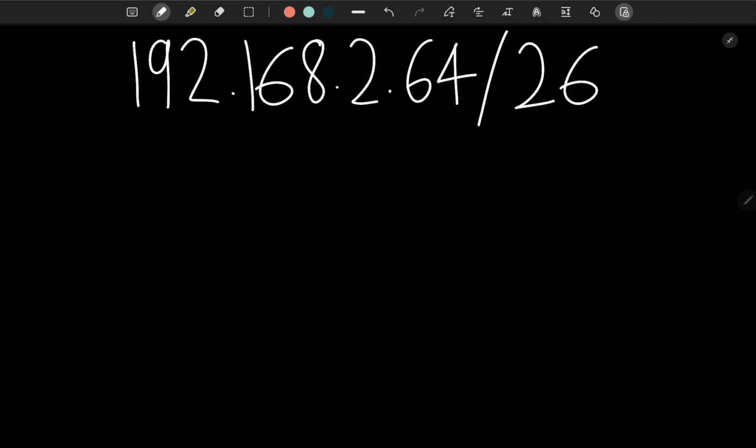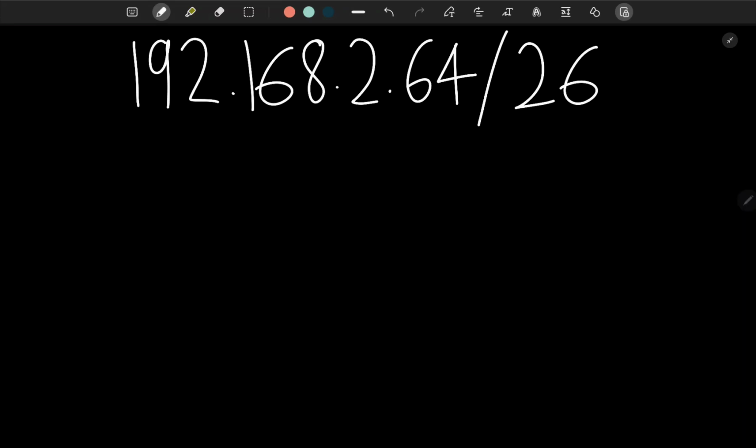Now the next thing that we need to understand is the IP address, which is these four numbers divided by the four dots. The IP address is divided in two parts, the network part and the host part. The network part identifies the specific network, while the host part identifies the device within that network, and this will be more clear when we actually perform the subnetting. And the subnet mask over here, which is /26, tells us which part of the IP address is the network part and which is the host part.